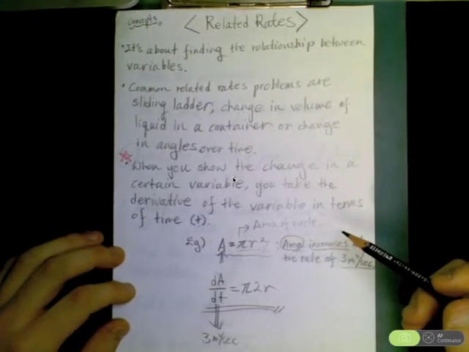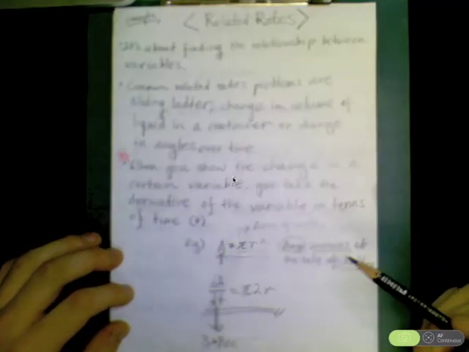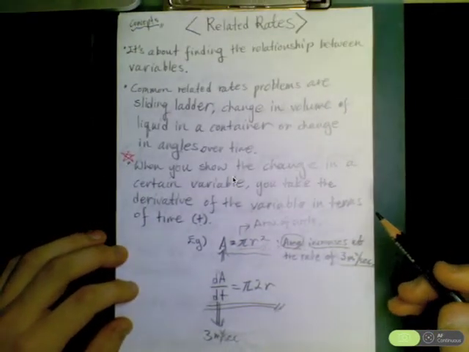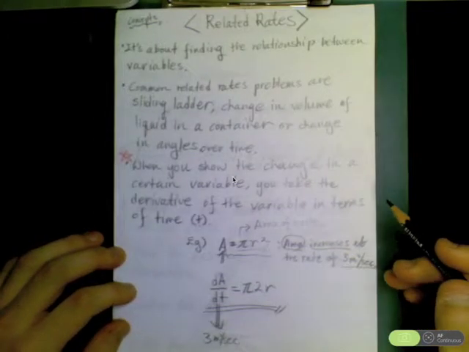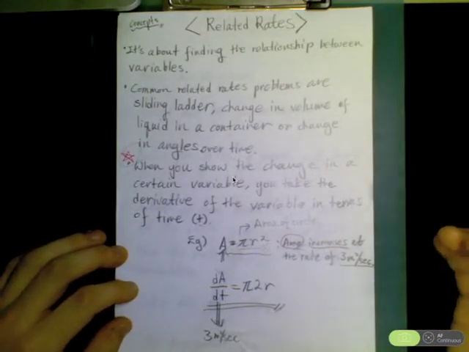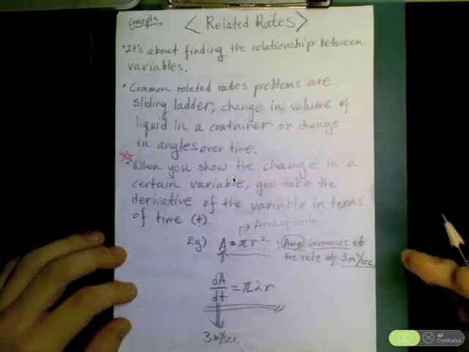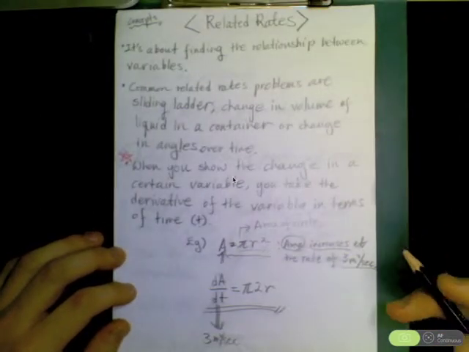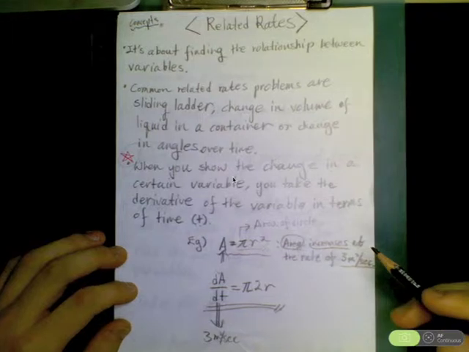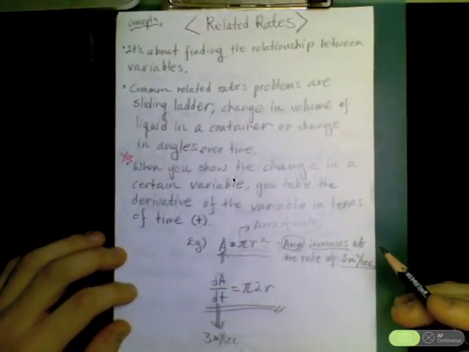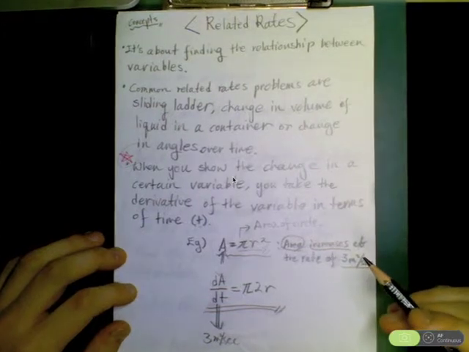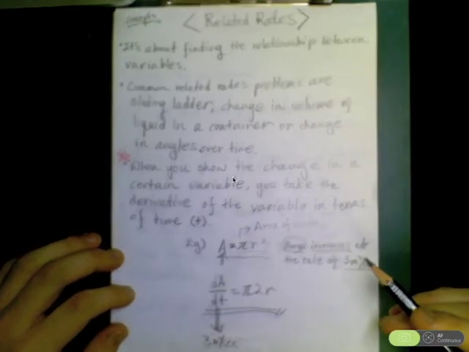What I mean by that is, if you're trying to solve a related rates problem, in those situations there are always going to be some variables that are changing, and in order to represent those changing variables, you have to take the derivative of that variable in terms of time t.